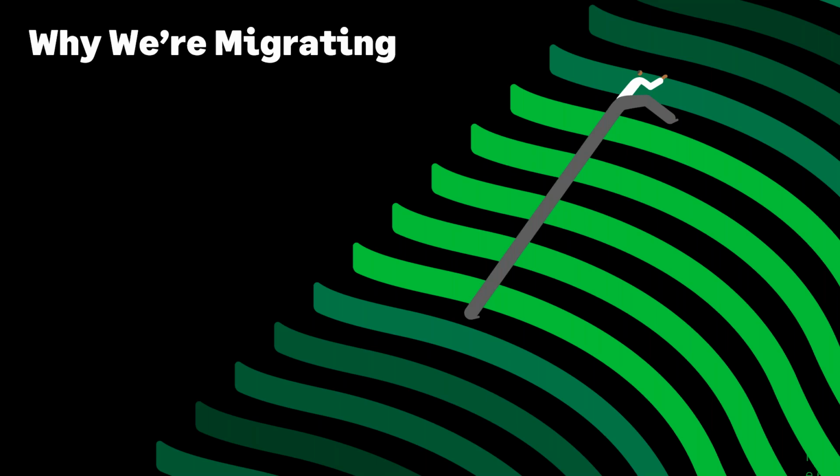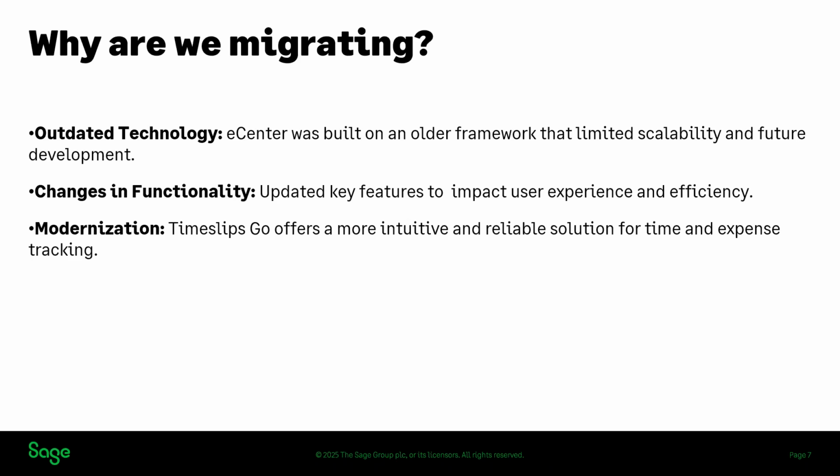All right, so the burning question, why are we migrating? Any of our current users who are utilizing Timeslips eCenter are going to be migrated to the new platform of Timeslips Go. So why are we migrating? First things first, it is outdated technology. eCenter was built on an older framework that has limited scalability, and we're not able to develop on that for future development. So we have to go ahead and get everyone moved over to our new system to make sure that we can continue to grow, add changes and updates to Timeslips Go, which eCenter no longer will allow for.